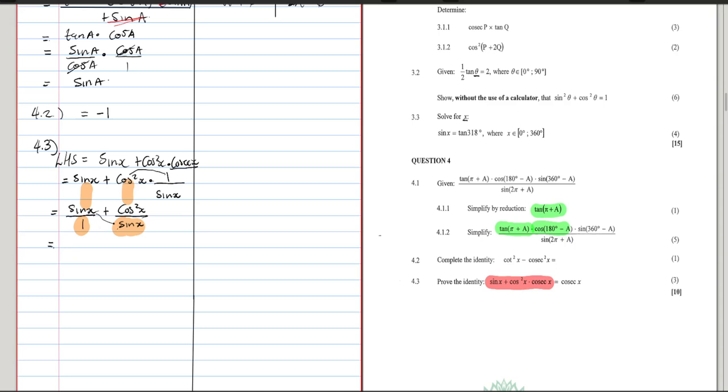So since the denominators are not the same, I'm multiplying sine with sine, I get sine squared x plus the 1 times cos, that is cos squared x, and then we divide by 1 times sine, that is sine x. There's an identity, sine squared plus cos squared gives us 1, so 1 over sine x, so the final answer is just cosec x. That is the final answer, and concludes our question 4.